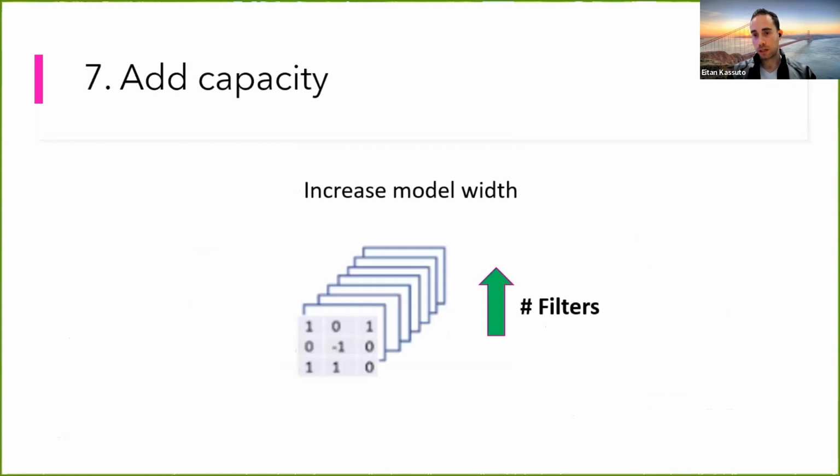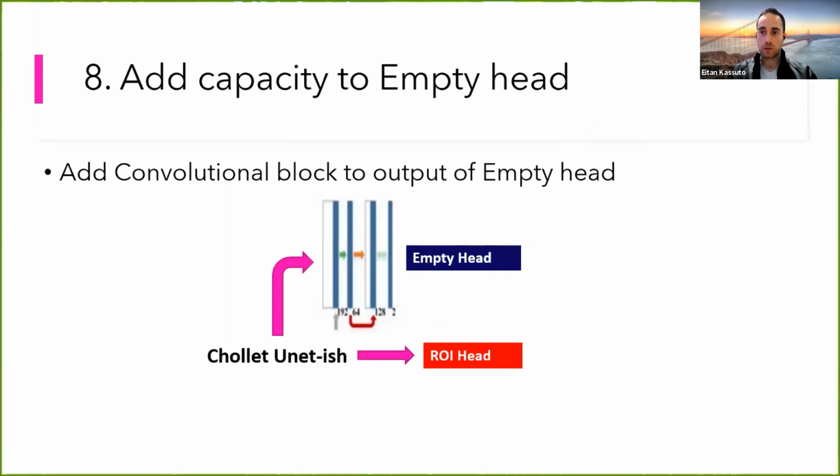In order to account for this, we increased the capacity of the model by increasing the model width. We did this by simply adding to the number of filters that we have per layer in the model. And we found that this indeed helped reduce the underfitting of the model. However, specifically for the empty head, it still didn't have good performance. So we specifically added an extra convolutional block on the empty head in order to increase the capacity there. And we found that it did increase the performance of the empty head. However, we're still not at production grade.